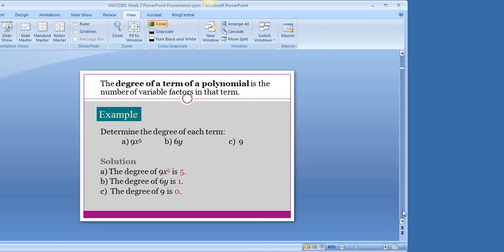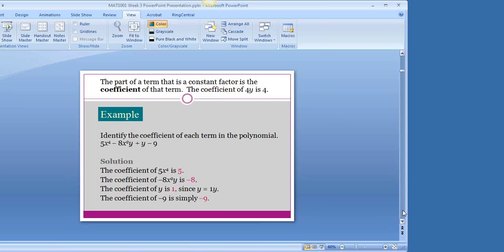The degree for B is 1 because remember, if you just see a variable with no exponent, it's an understood 1. It's an understood first power. And for C, there are no variable components to it at all. So the degree is 0 because that's the same thing as saying 9x to the 0. We talked about that last week. Anything to the 0 power is 1. Okay, so 9 times 1, that makes sense. So the variable exponent is x to the 0. You don't have to think that much. Basically, if you don't see any variables at all in a term, the degree is 0.